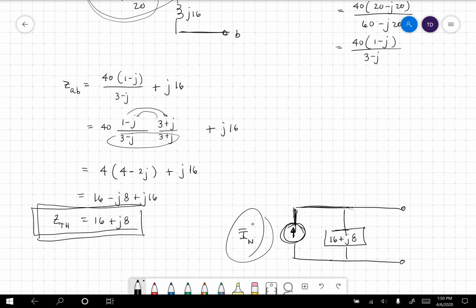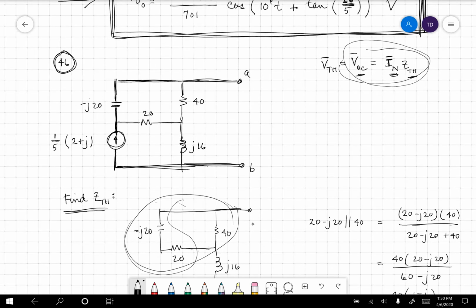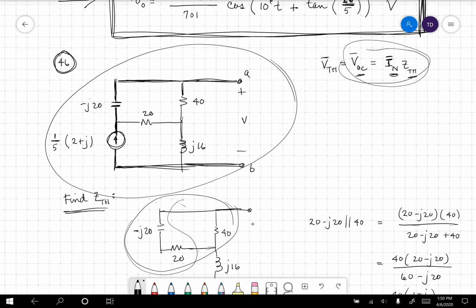So now we have to find this. But the easiest thing to find is Z Thev. How are we going to find Z Thev? We're going to go back up here. Z Thev is, if we analyze this circuit that we have right here, VOC. That will be VOC right there.